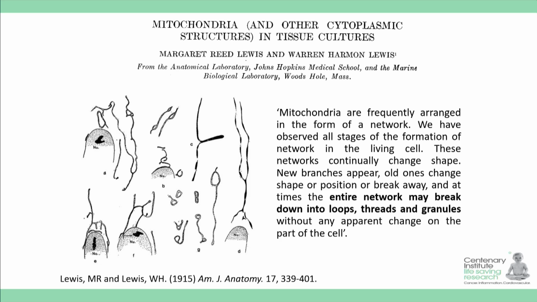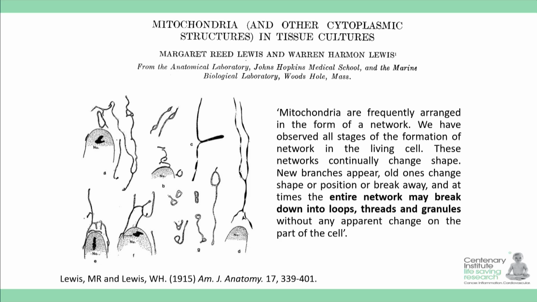These are drawings they were doing of mitochondria they were observing in cell culture at the time. And some text from this is really nice. They identified really quickly that mitochondria are frequently arranged in the form of networks, and in those networks, they observed all stages of formation in this living cell. The important thing here is they were noting that the mitochondria were dynamic, and their shape and structure was continually evolving.